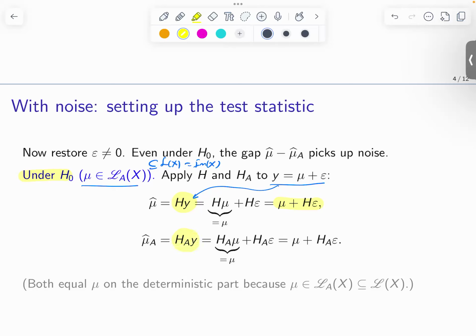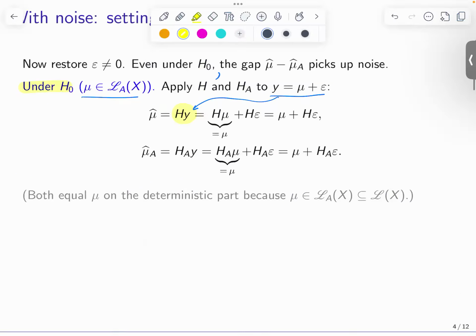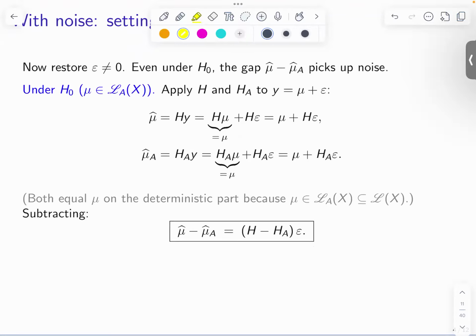Now, if I project onto L_A(X), I apply the projection operator and get the same decomposition, H_A mu plus H_A epsilon. And then I'm claiming that H_A mu is again mu, for the obvious reason, because mu is also in the smaller subspace. So projecting doesn't change it. This is the reason: mu is in L_A(X) inside L(X). And so when I subtract, the mu's cancel out and I get (H minus H_A) times epsilon.